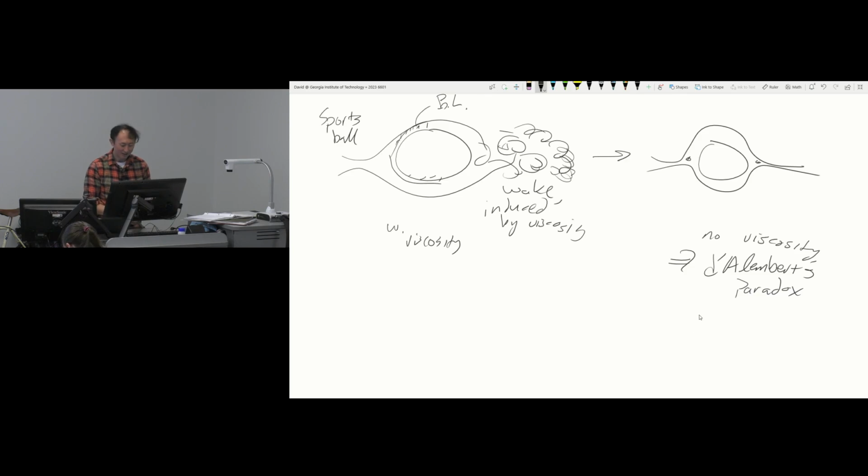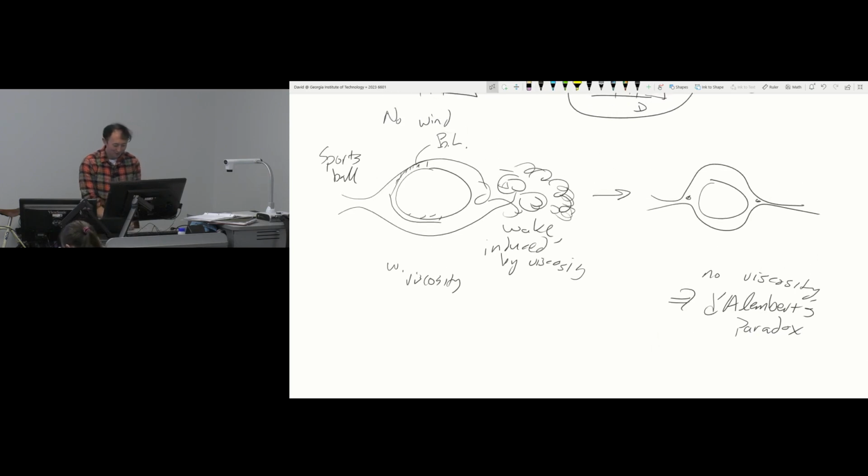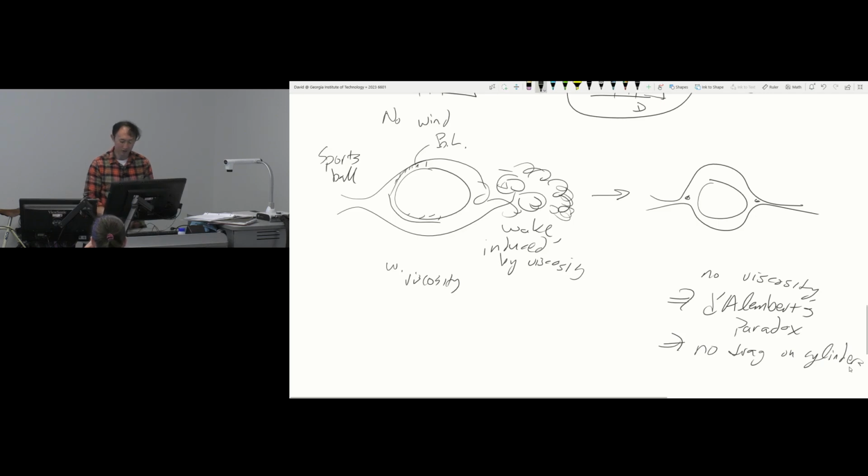He basically said, so historically, I think potential flow, this idea of no viscosity, came before the Navier-Stokes equations. Navier and Stokes lived in the 1800s, but D'Alembert was like early 1800s. They came up with all this math for potential flow, and they found this really weird result that there's no drag on cylinders. And we're going to prove that over the next few lectures.